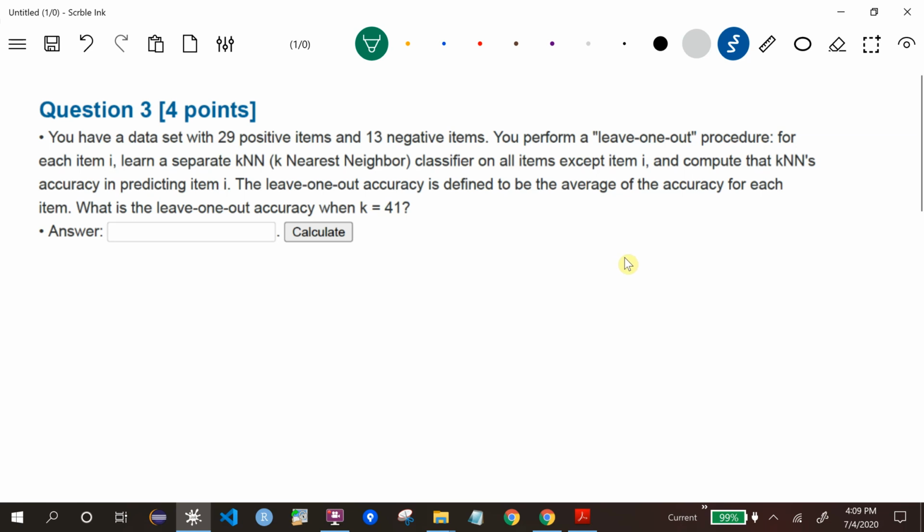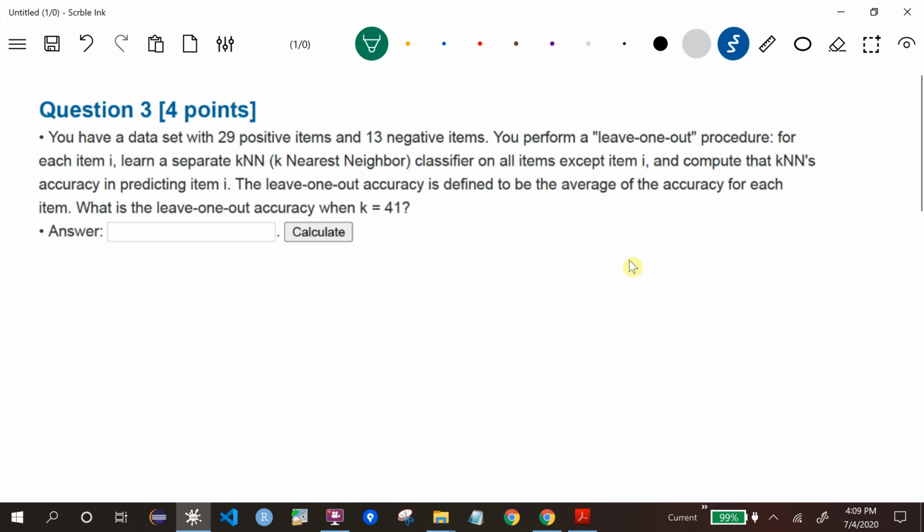Yet another question from an unknown version, unknown permutation of section 1 midterm, and it's one about KNN. I think these KNN algorithms are the simplest, but it turns out these questions are the most tricky ones. It's actually from one of the past exams as well, but I want to talk about it here.